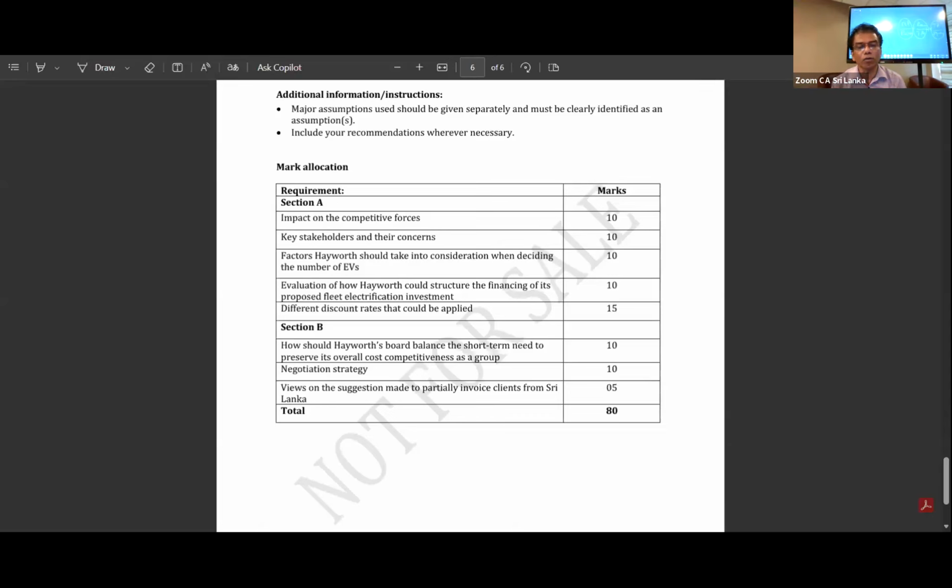What is asked is how to balance those two. But you write about balancing the board in corporate governance, for 10 marks. So this needs to be very careful, right? Those are the mistakes.